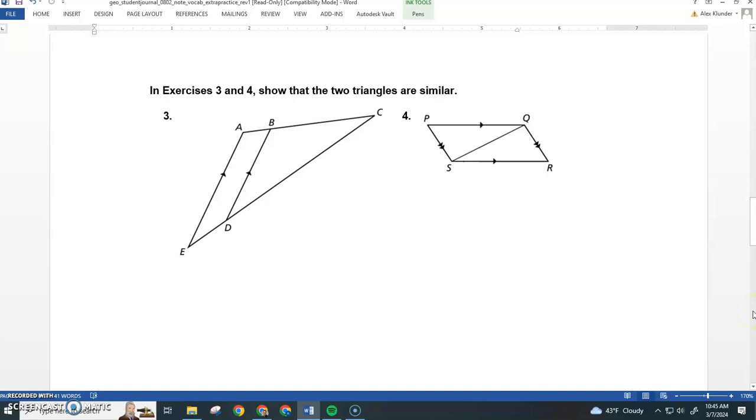Show that the triangles are similar. Okay, well, we got to know what these symbols mean. I've got parallel signs, and I guess I kind of just spoiled it there. These are parallel.